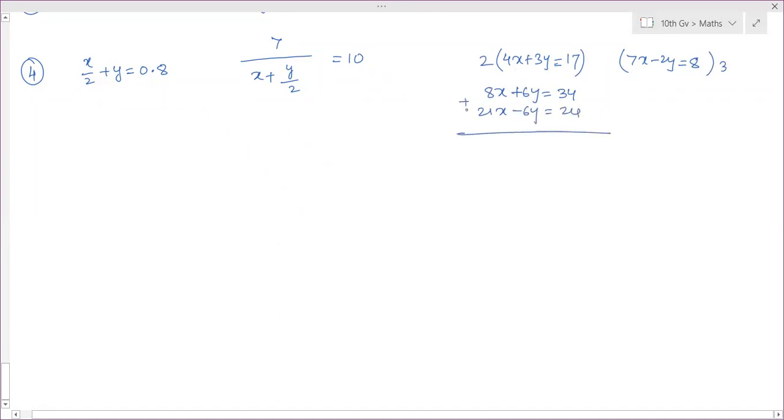Both are opposite signs, so we need to add. This gets cancelled. 29x is equal to 58, so x is equal to 2. Substitute this in any one of the equations. 7 into 2 minus 2y is equal to 8. 14 minus 2y is equal to 8. Minus 2y is equal to minus 6. Y is equal to 3. Got it? Where did you make mistakes, Neha? Ma'am, I didn't write it properly.